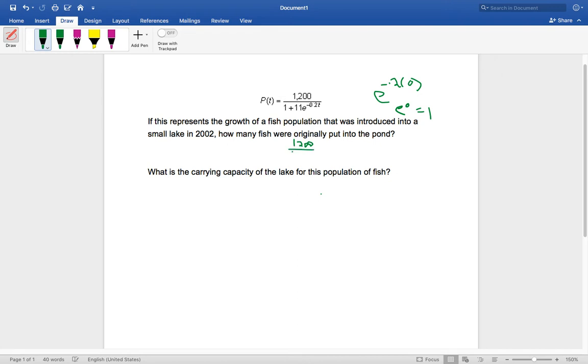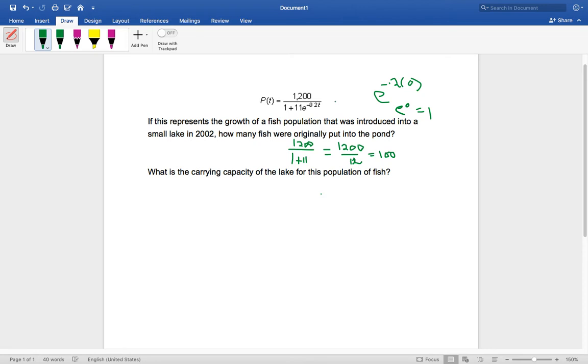over 1 plus 11. Anytime you have this format that was given in the notes, with t being 0, you can just forget the e part. So we get 1,200 over 12, because we've got the 1 plus the 11 now. I should write what I say, because what I said was right, which means we started off with 100 fish. Okay, 1,200 divided by 12 is 100.